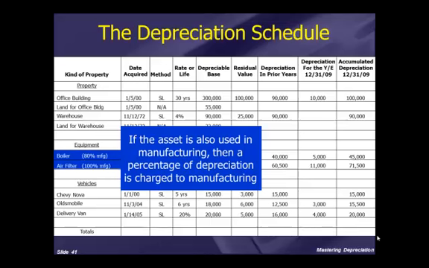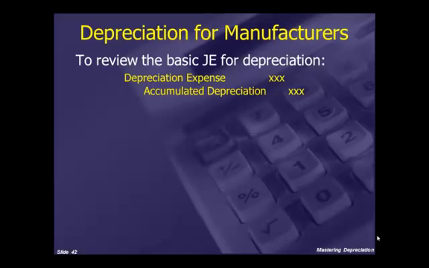So we have an asset that is also used in manufacturing. What we need to do is determine what percentage of the asset is being used for manufacturing and what is being used for, say, the office or some other aspect of business, because we want to split this and cost it out depending upon usage. So here's where we need to see what's going on.